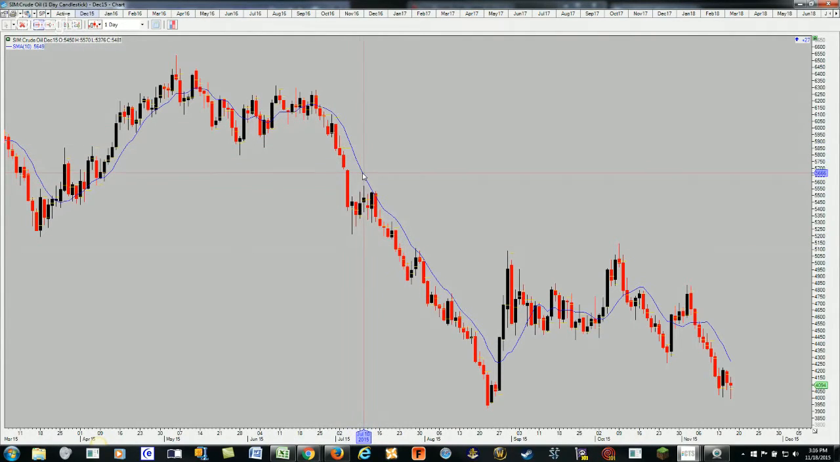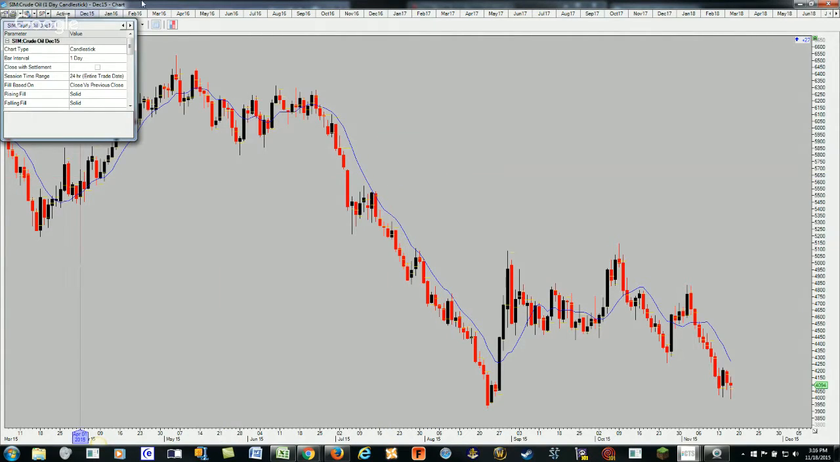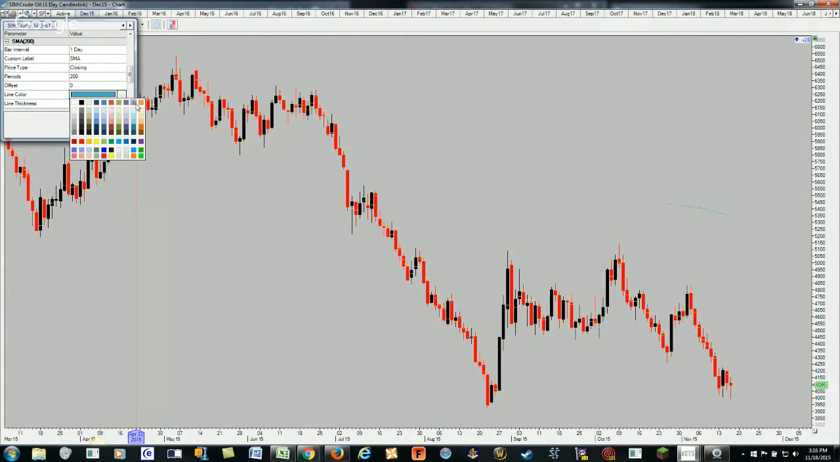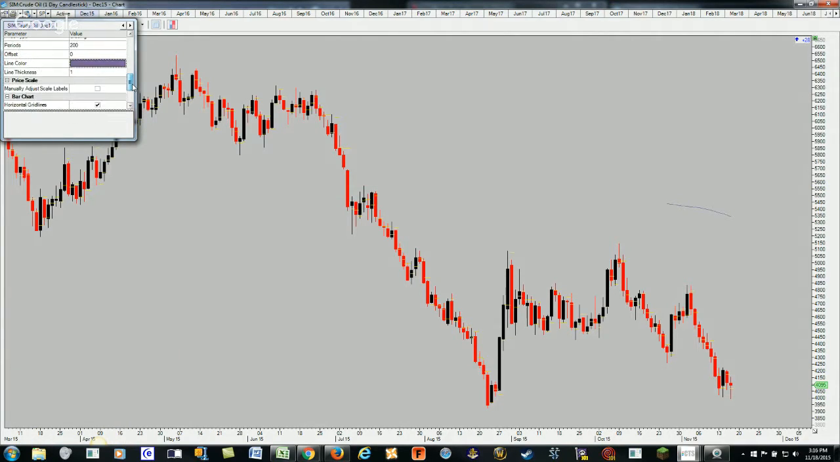Now the first thing that I want to do is the property side. I want to get over here to that particular moving average, and I want to change it to periods. So in this case, the first thing I want to see is the 200 bar moving average, and if I want to change the color, I can. So let's just change it to purple for now. We can change it to any color that we want.